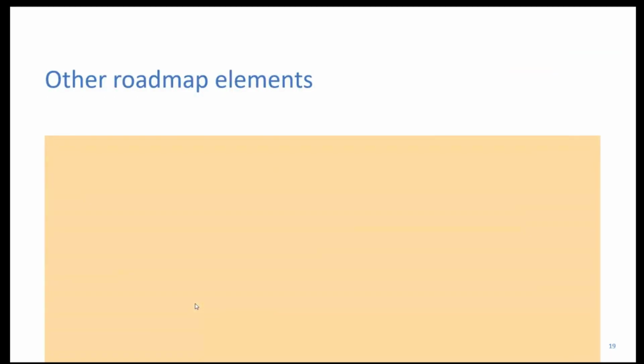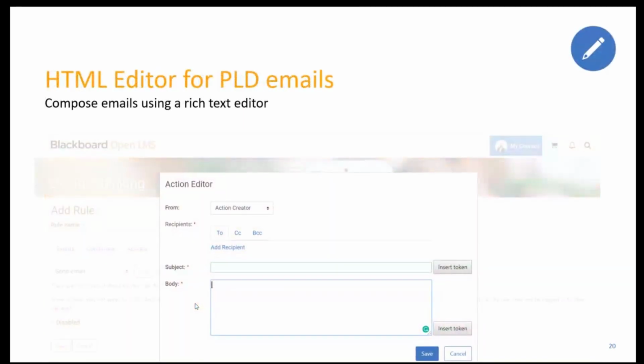Let's talk now about other roadmap elements that are coming further down the road. The first one is HTML support for PLD emails. This is also something that we have heard a lot from the OpenLMS community and from our customer conversations, and it will allow you to personalize a bit more the elements that you send through email to your users.